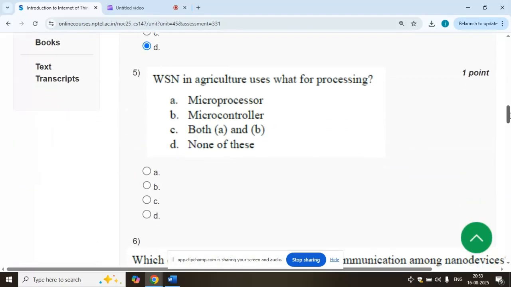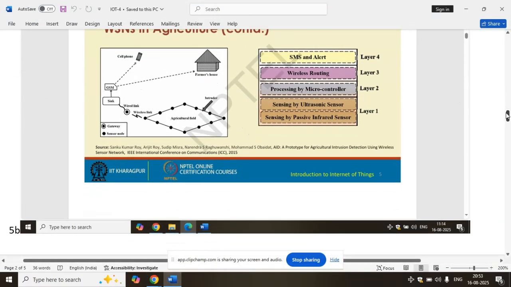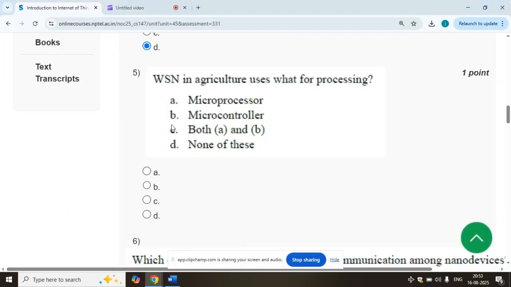Fifth one, WSN in agriculture uses what for processing? That we'll see now. So we can see in this particular layer number two, processing by microcontroller. So the answer is microcontroller. Option B, microcontroller.